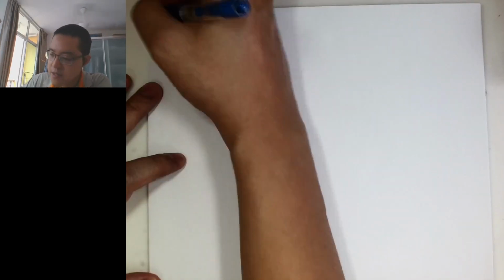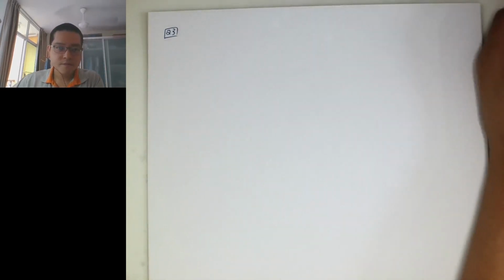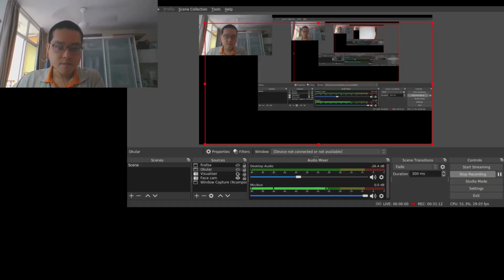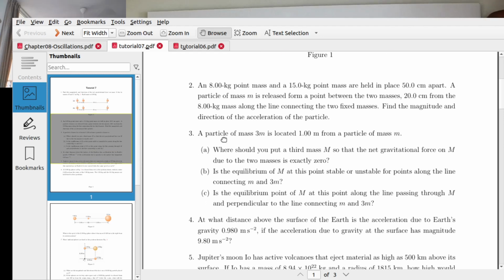This one is also, I think in Coulomb they will also give you this type of question, right? Number 3. So for number 3, they give you this problem. So let's pull up this question. A particle of mass 3m is located 1 meter from, oh, hang on, a particle of mass m. Where should I put a third mass, big M, so that my net gravity force is 0? And once we answer the first part, the rest should be quite straightforward.